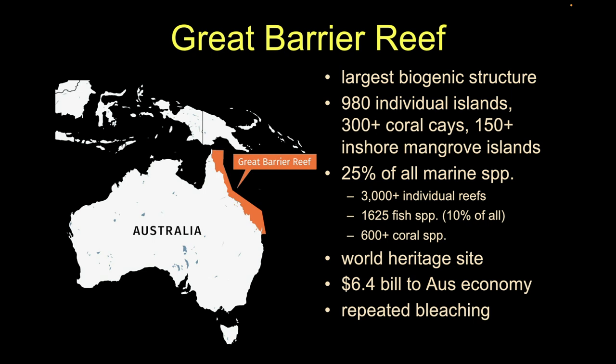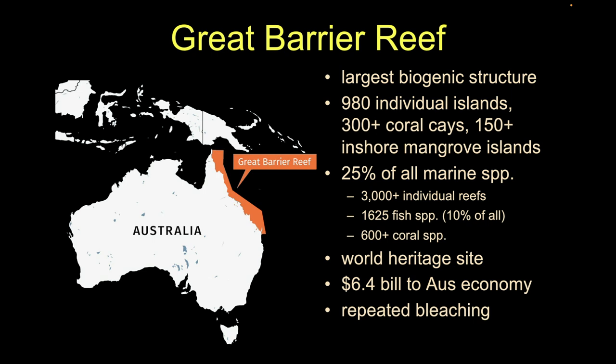One is the Great Barrier Reef. This is off of Australia, off the north and northeastern coast of Australia. And this is the largest biogenic structure on Earth, right? So this is a living reef. This is a mass of living, reef-building coral. It's on the order of about 1,000 islands and all kinds of other smaller islands.